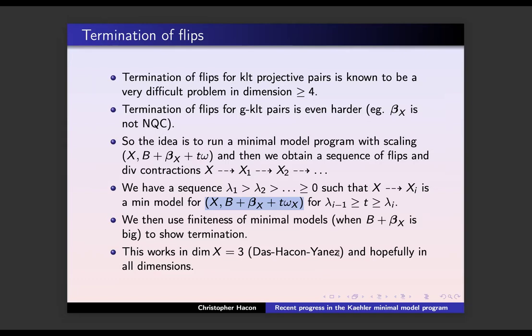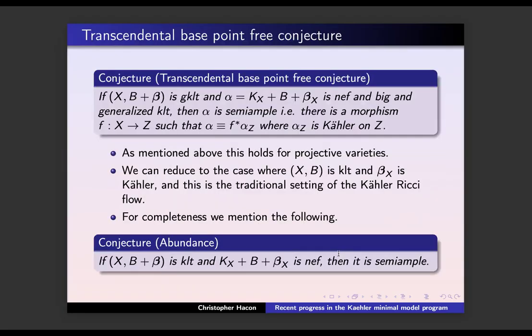So I'm not going to discuss this. What I would like to discuss is the proof of the Cone theorem and also a strategy for proving the base point free theorem. I have not mentioned what the base point free theorem is. So the transcendental base point free conjecture is the following. Let's say that we have a generalized KLT pair, and let's say that the class K_X plus B plus beta_X is nef and big. Then we hope that this is semi-ample, i.e. we hope that there's a morphism such that alpha is the pullback via this morphism of a Kähler class.